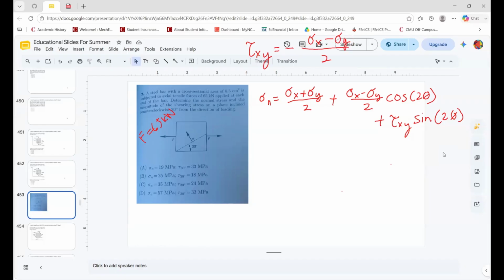I did not know. I mean, we're not physicists, basically what I'm saying. And then we have sine 2 theta plus tau xy cosine 2 theta. So we could do this. We could do tau, which is, we need area for this one.